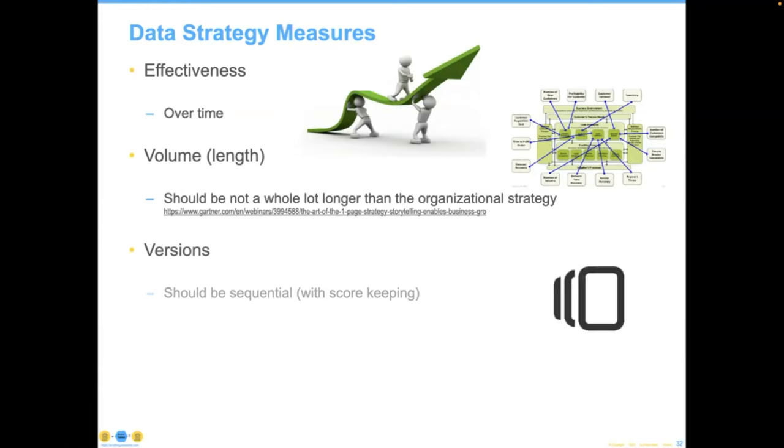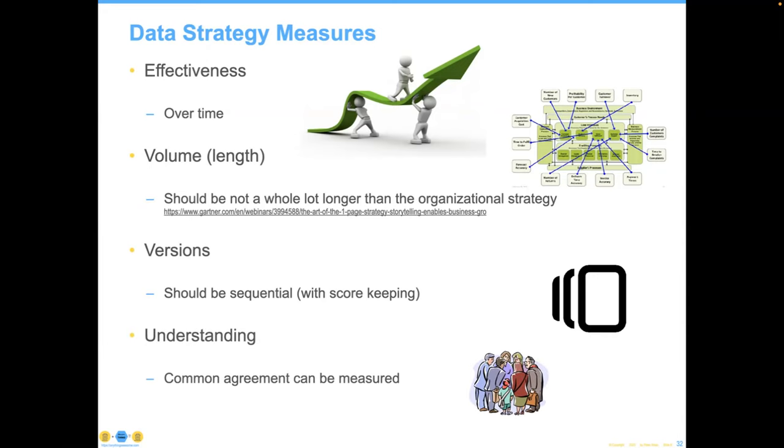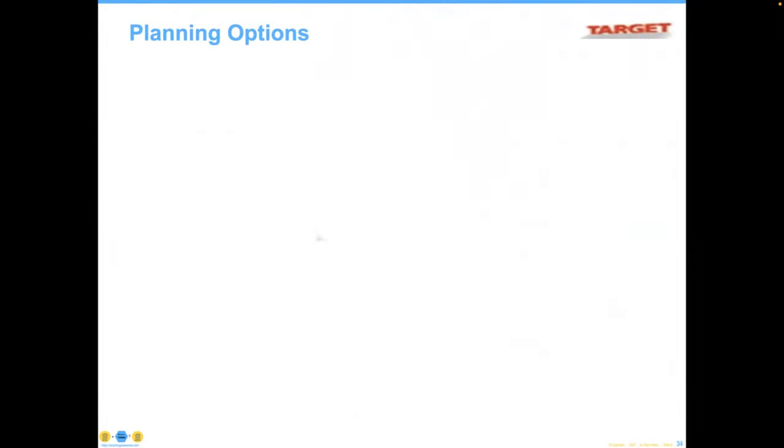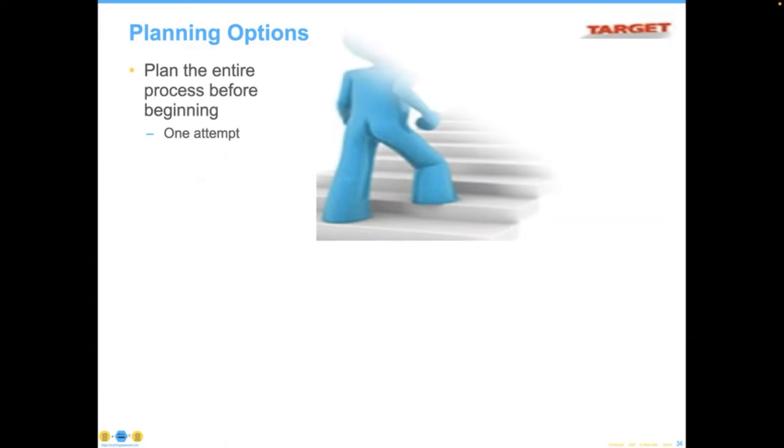There should be versions of the strategy, so that when you hand people version one of the strategy and then you achieve it, and then you hand them version two, they're not confused. Finally, there's a way of measuring common understanding among all of these pieces. And if you really do want to put it all on one page, here's a good way to do it. This is courtesy of my good friend Chris Bradley, but I don't recommend this because it's not going to be language that people can understand. That said, it doesn't hurt at all to put what you're trying to do on an infographic.